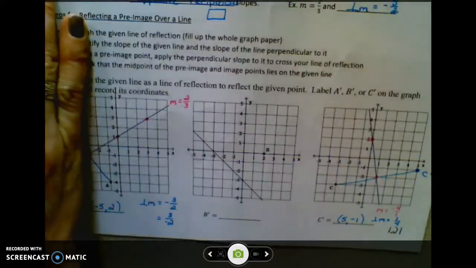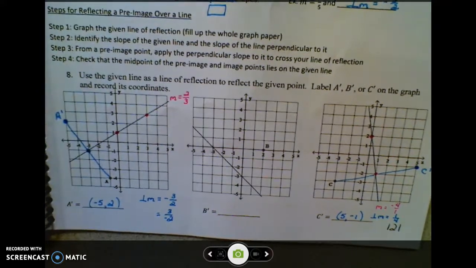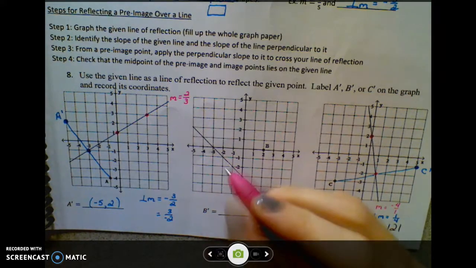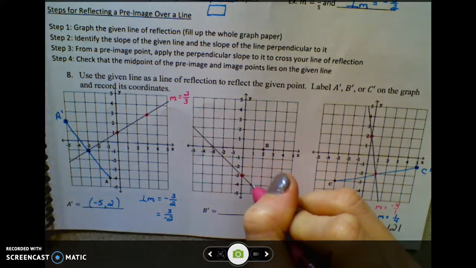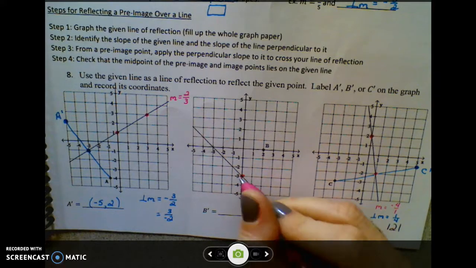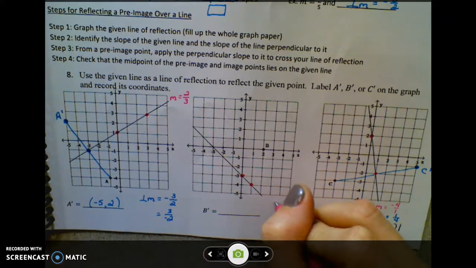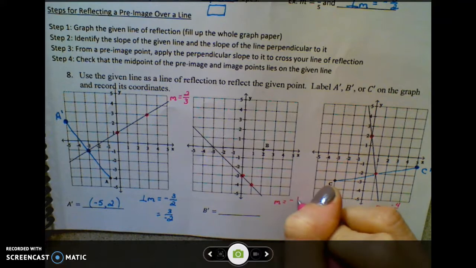So if we go back to the middle problem, I'm going to find the slope of my line first. There are lots of points I could use. I'm going to use these two. And I noticed that it's a slope of down 1, right 1. The slope of the original line is negative 1/1, or just negative 1.